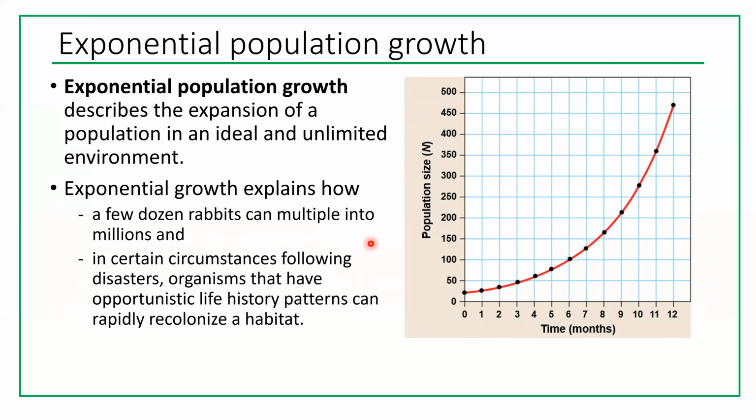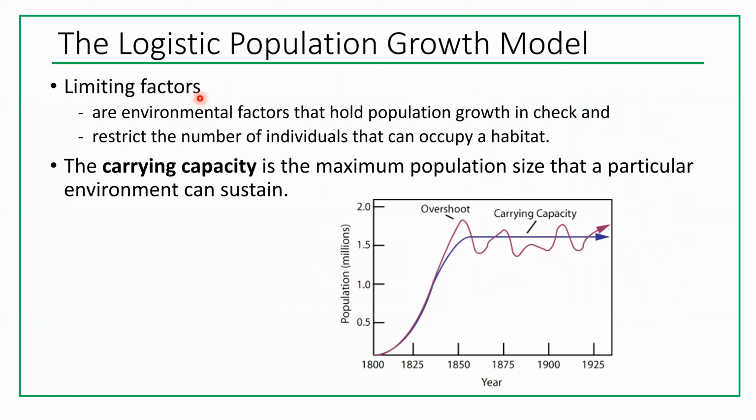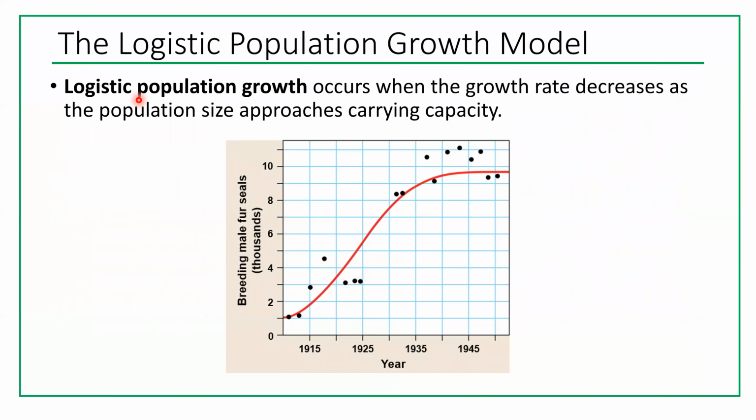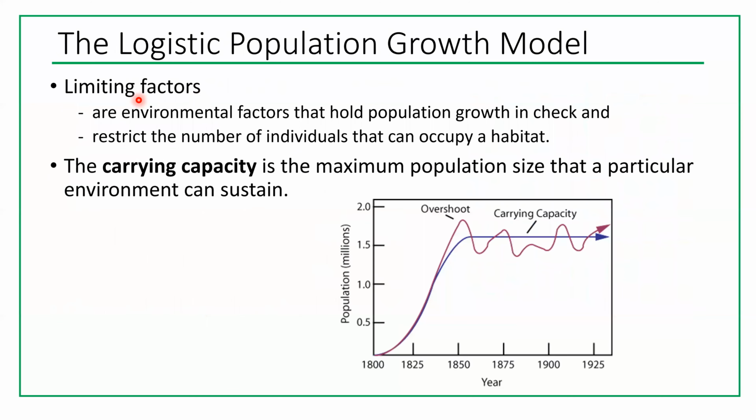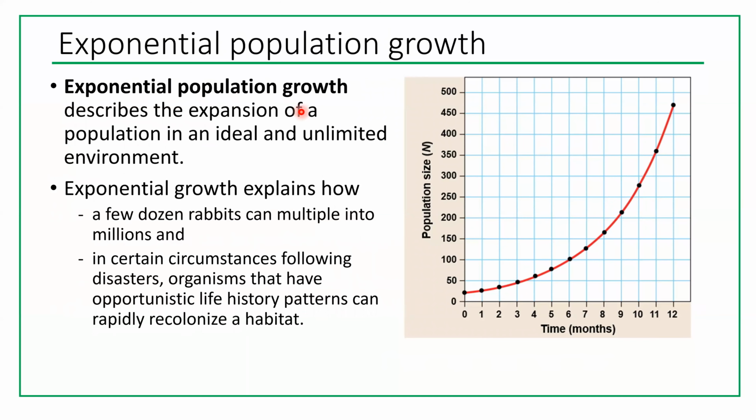Now, how do those populations grow? We have two types of population growth: exponential, and the next one is logistic. So let's look at exponential population growth. That's a graph that represents it. We can see the population size on the y-axis and time in months on the x-axis. And you see the population is really skyrocketing over here, really growing crazy. And this is what exponential population growth is.